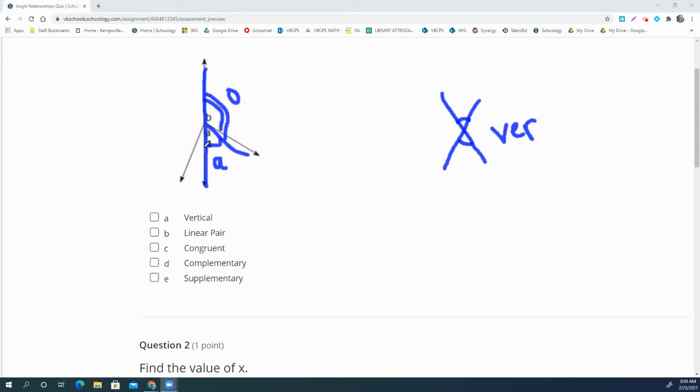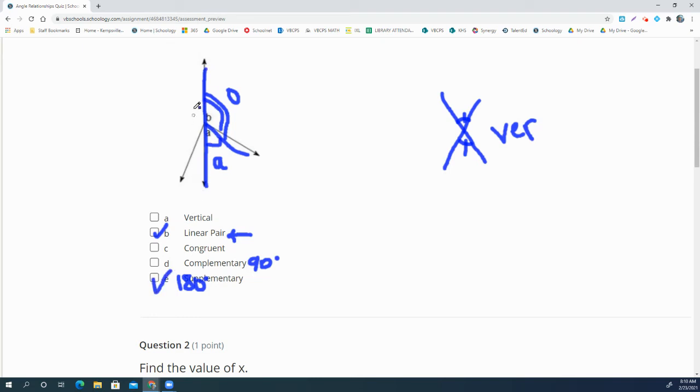So if I look at these, I've got A and B both on the right side of my straight line. That means they are a linear pair, right? Vertical looks like this. Congruent is if they are exactly the same size. So if they were vertical, they would also be congruent. Complementary means they add up to 90 degrees. And then supplementary, I think of that S can be turned into an 8. Supplementary is 180 degrees. So after you say linear pair, are these congruent, complementary, or supplementary? They are supplementary. They add up to 180 degrees.